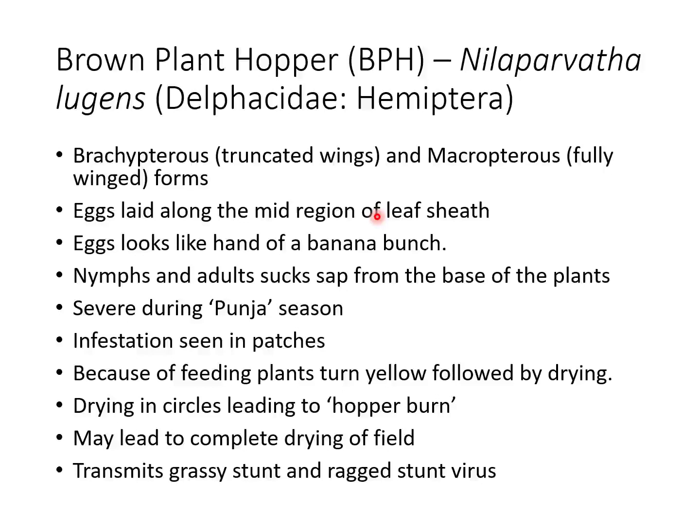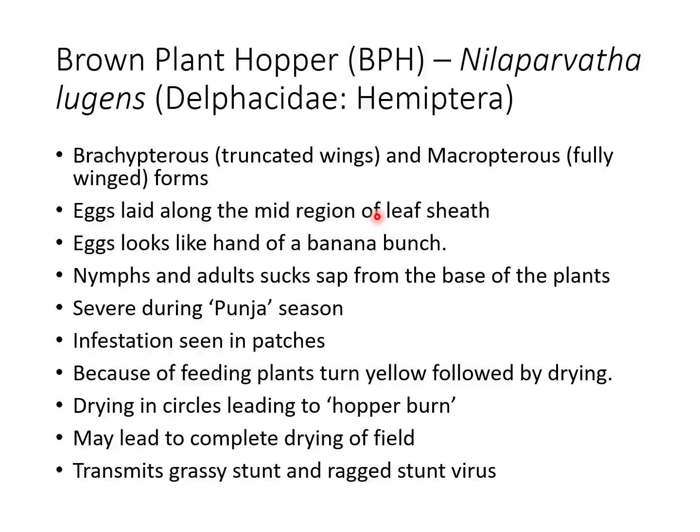So we can see two kinds of BPH, brachypterous or macropterous, and the eggs are laid along the mid region of the leaf sheath. Here remember, it is a plant hopper. We normally observe these plant hoppers at the bottom of the plant. We don't normally see plant hoppers on the leaf region. We usually see leaf hoppers in the leaf region and plant hoppers in the stem region.